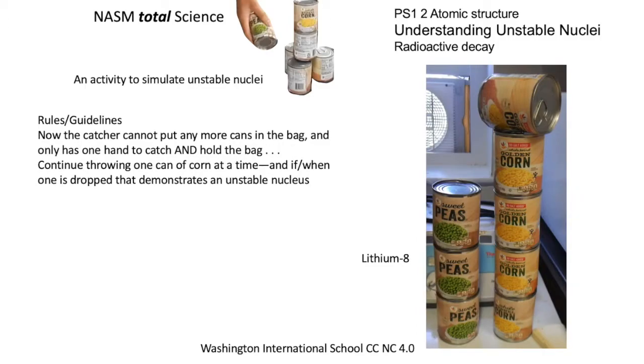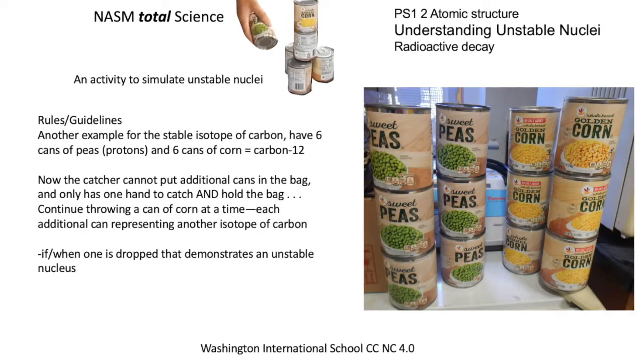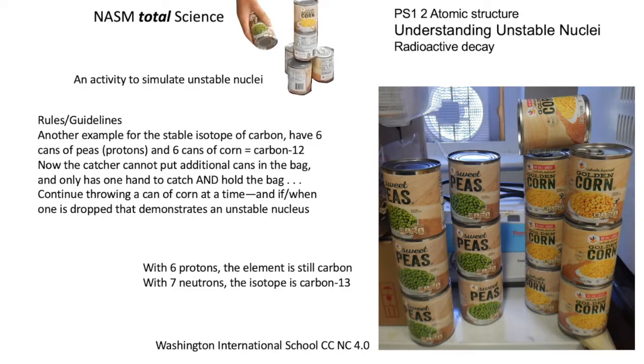And here we have lithium 8, with three protons and five neutrons. We'll continue with six cans of peas, protons, and six cans of corn representing carbon 12. Again, those are in a string bag, but any additional ones will not be put in the bag. So if we go to this, where we have six protons, cans of peas, and seven neutrons, cans of corn, we have the isotope carbon 13.